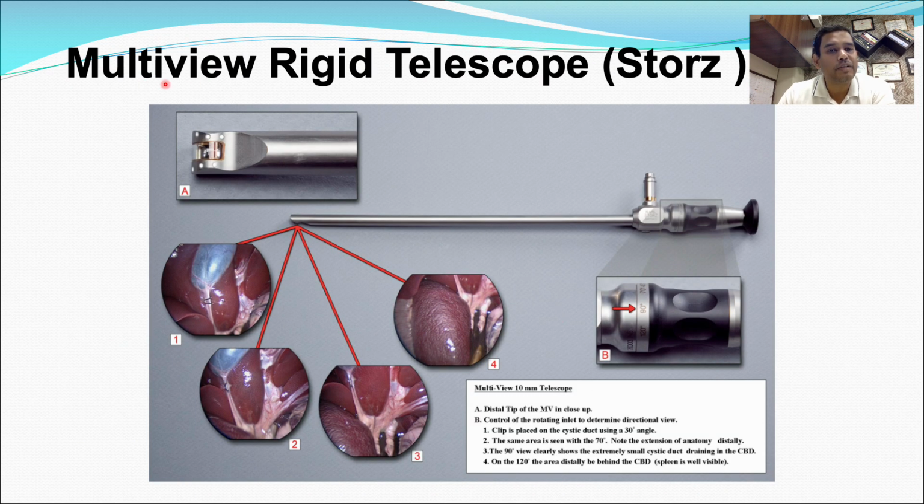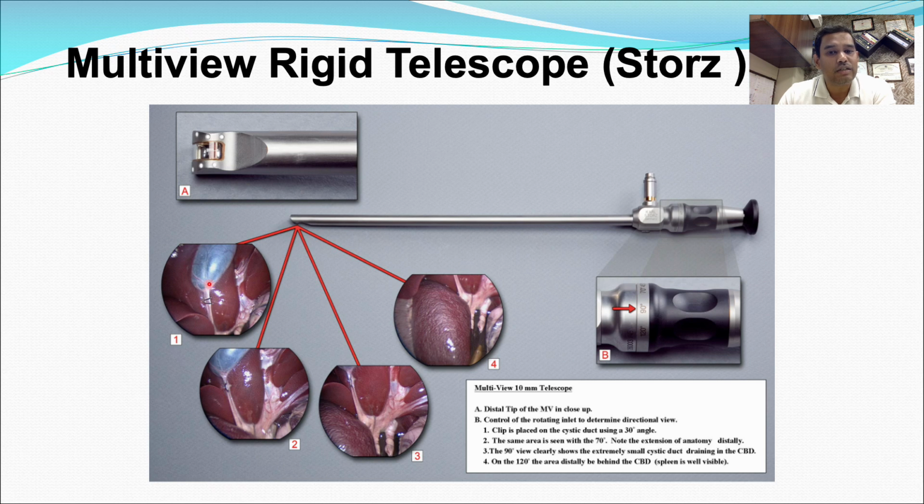A point of special mention is the multi-view rigid telescope that was manufactured by Karl Storz company. The lens at the tip can be articulated to show images from 30 degree up to 120 degree. So there was a simple knob that has to be rotated to change the viewing angle of this telescope. So you can appreciate this.